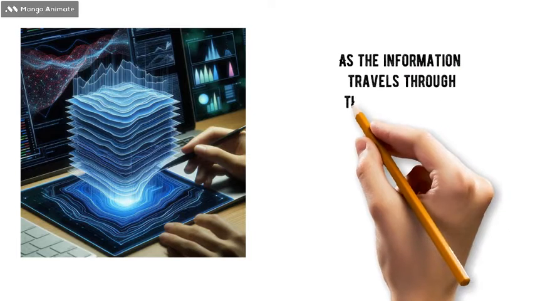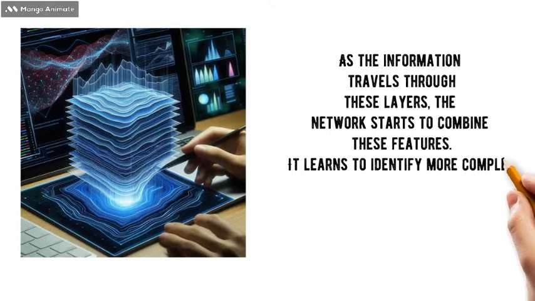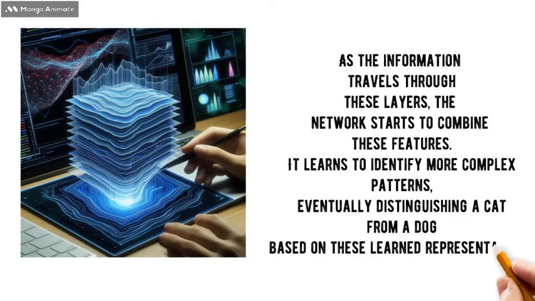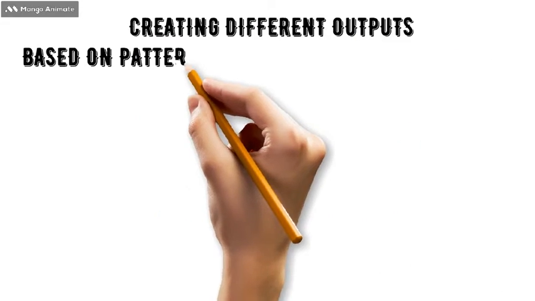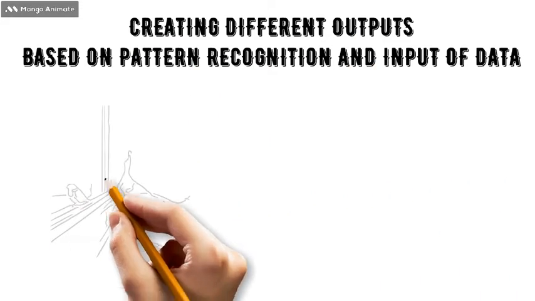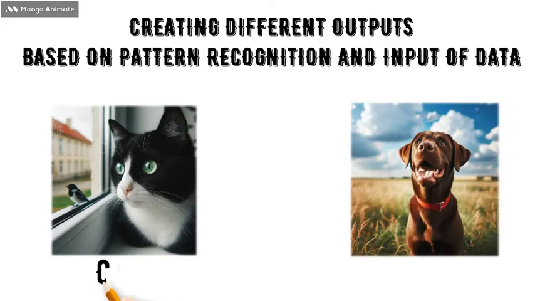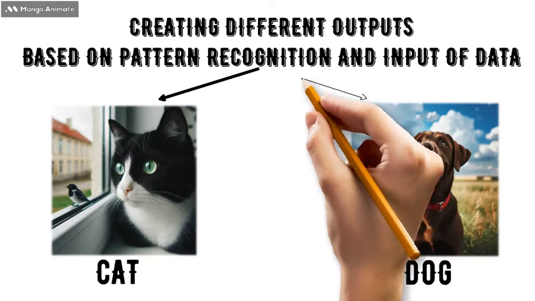As the information travels through these layers, the network starts to combine these features. It learns to identify more complex patterns, eventually distinguishing a cat from a dog based on these learned representations. This process, called training, requires a massive amount of data. The more data the system processes, the better it becomes at recognizing patterns and making accurate decisions.